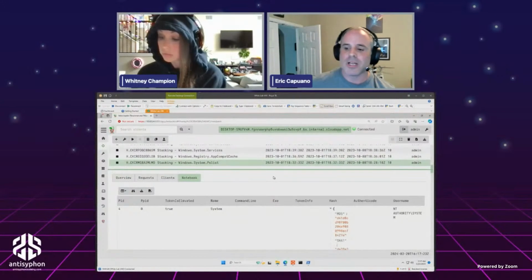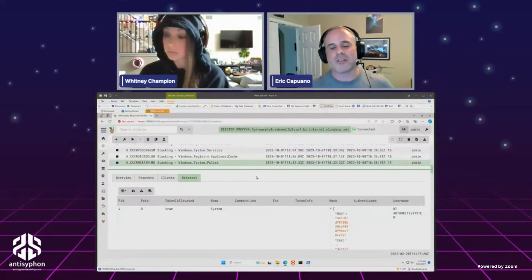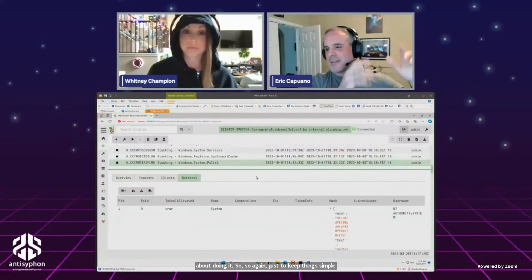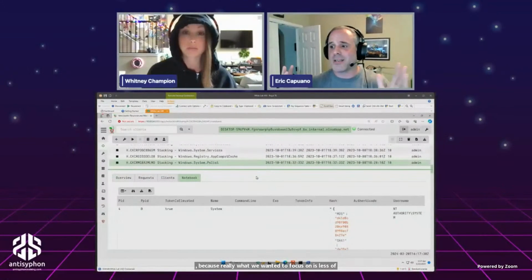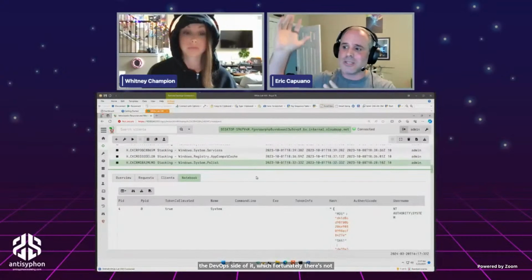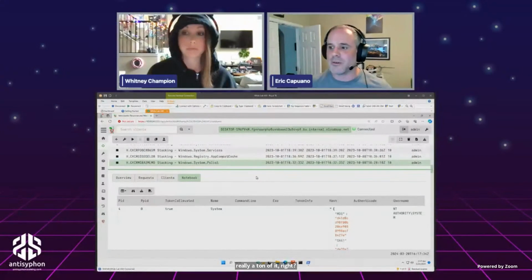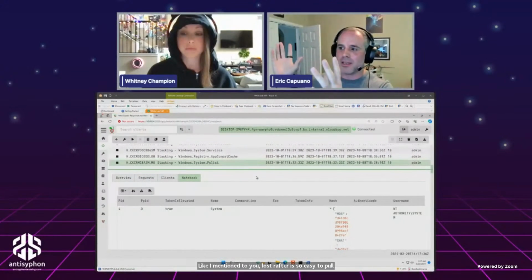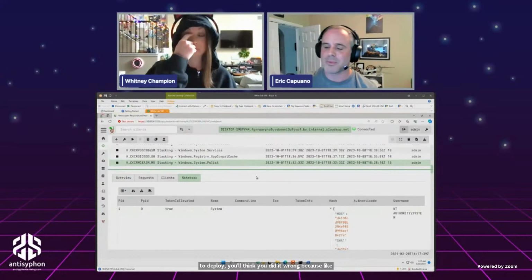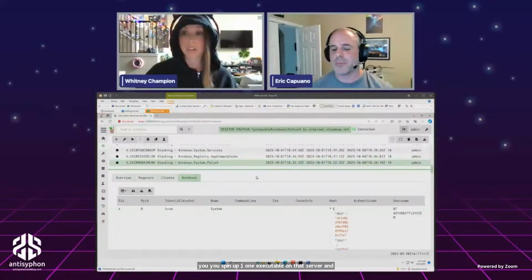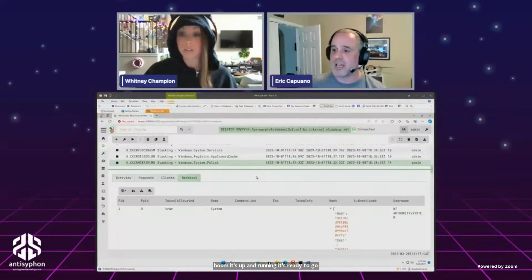Again, just to keep things simple, because really what we wanted to focus on is less of the DevOps side of it, which fortunately there's not really a ton of, right? Like I mentioned to you, Velociraptor is so easy to deploy. You'll think you did it wrong because you spin up one executable on that server and boom, it's up and running. It's ready to go. Now, there's a couple of optional steps if you want to harden and secure that thing if it's exposed to the internet. But anyway, I digress.